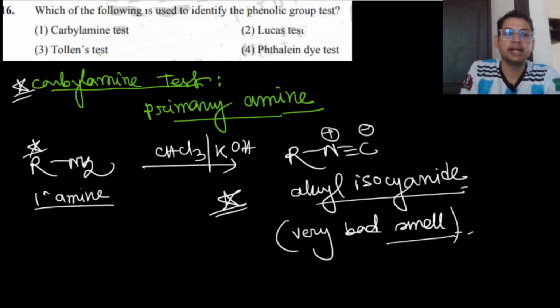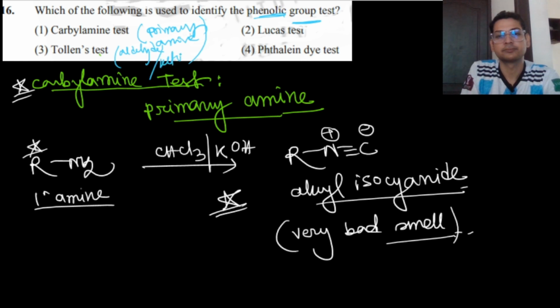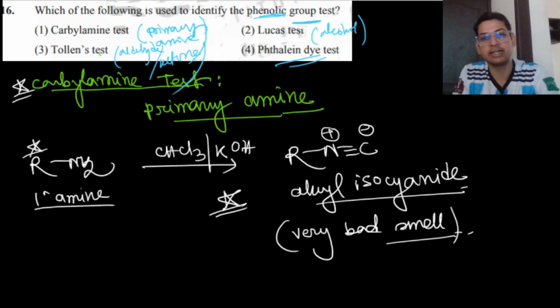But sir, here they are asking for the phenolic group test. Sir, this one is for primary amine. Tollens is for aldehyde and ketone. Lucas is for alcohol. Then for phenolic OH, option number 4 will definitely be the answer.